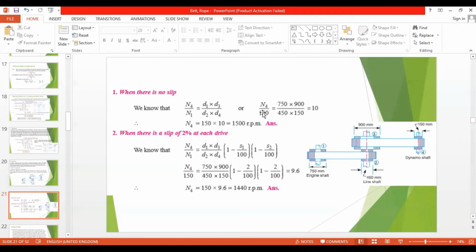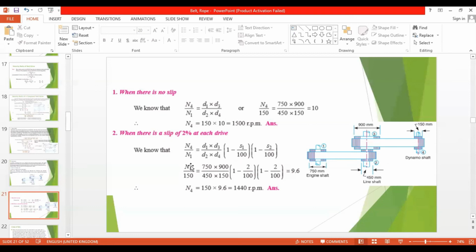Now, if there is some slip, the equation is going to be modified like this. N4 by N1, last driven upon first driver, equals d1 into d3 by d2 into d4, which applies as it is. Now we accommodate the slip: 1 minus s1 by 100 into 1 minus s2 by 100. This is the slip on the driver and this is the slip on the driven. Or else we can simply put 1 minus s1 plus s2 by 100. Both will give you the same answer.